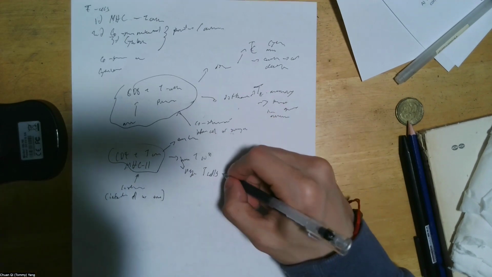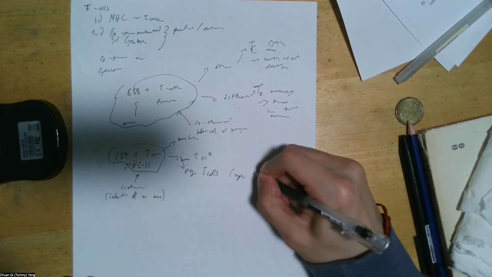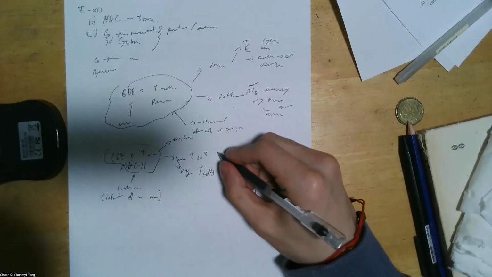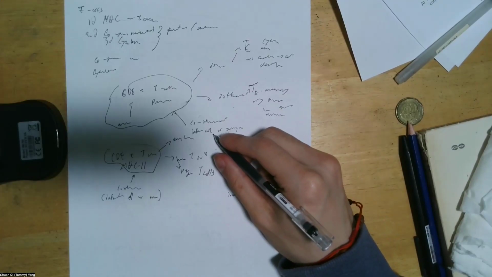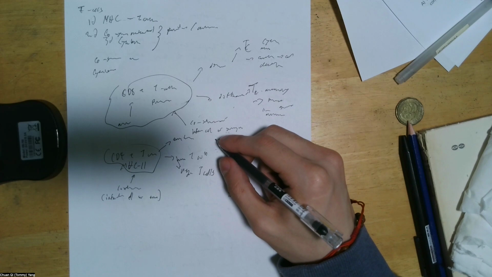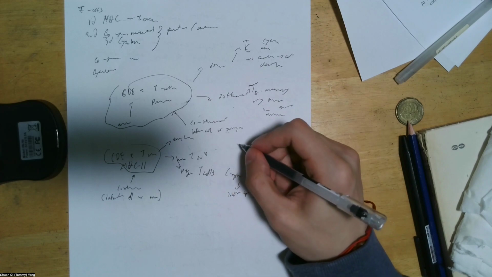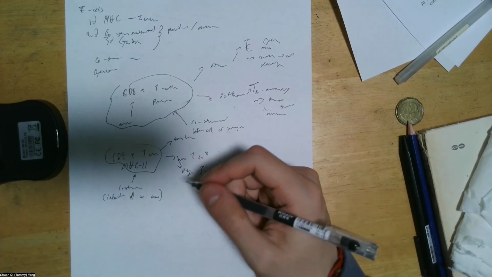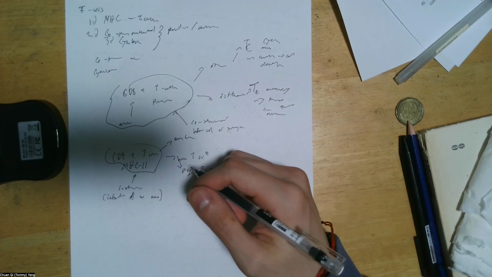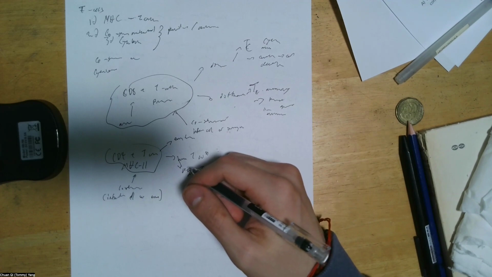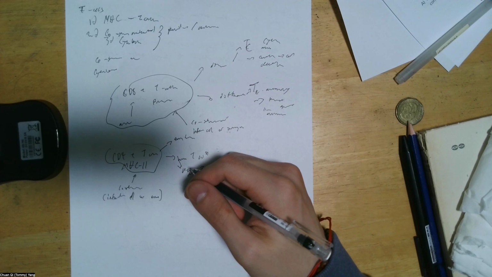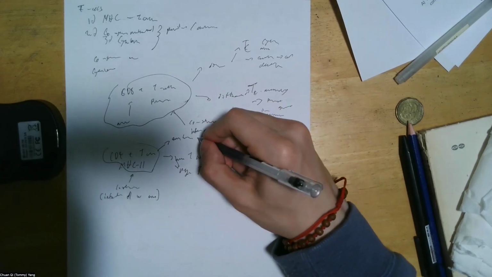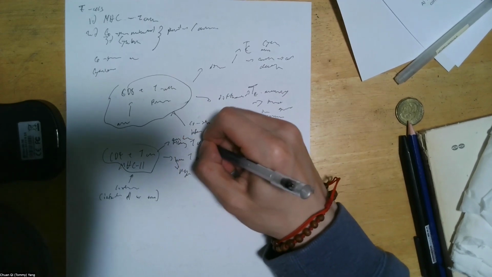So regulatory T cells suppress the immune response, so they create inhibitory cytokines. Regulatory T cells, they inhibit. Helper T cells secrete cytokines. I'll mention that later, I guess. Cytokines. And then memory T cells do the same.